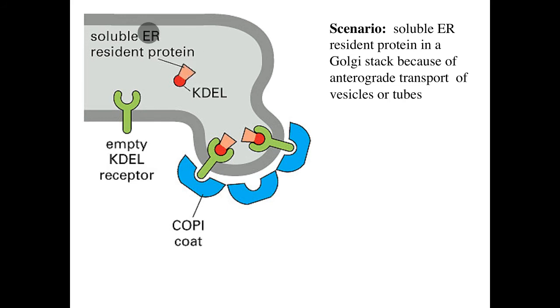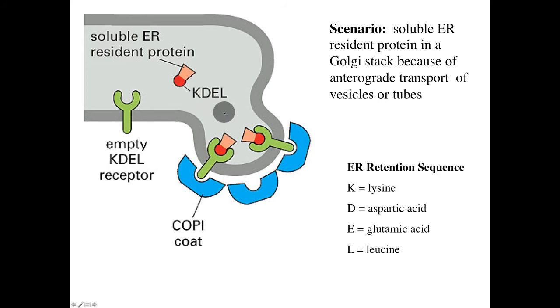Well, what is thought is that these ER resident proteins have this KDEL sequence that we mentioned in one of our earlier presentations in this series, and there are also KDEL receptors in various parts of the Golgi. The KDEL receptors specifically recognize lysine, aspartic acid, glutamic acid, leucine, this so-called ER retention sequence.